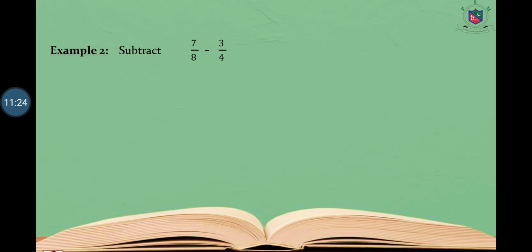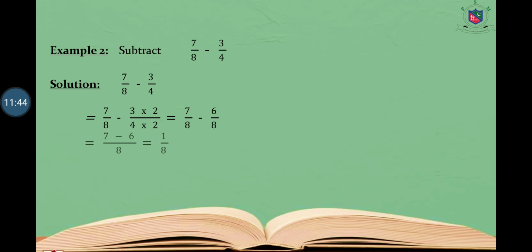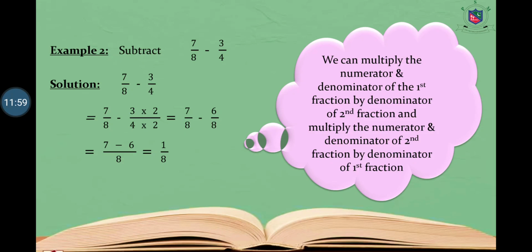In the second example, here you can use another method to make the denominator the same. As we know that if we multiply 4 by 2, we get 8. So, we can multiply the second fraction by 2 and we get the same denominator. And then in the next step again, we need to subtract the numerators and write our answer over the same denominator and we get the final answer as 1 upon 8.